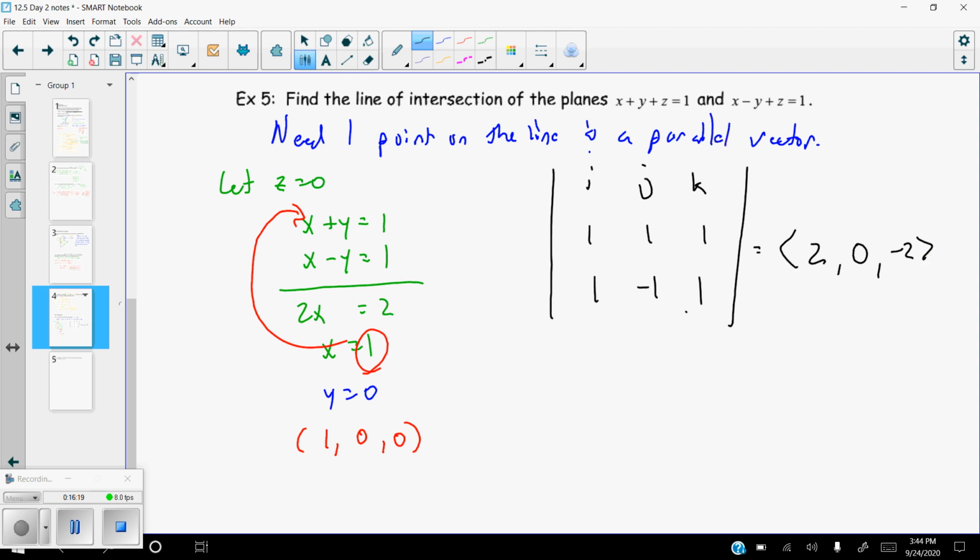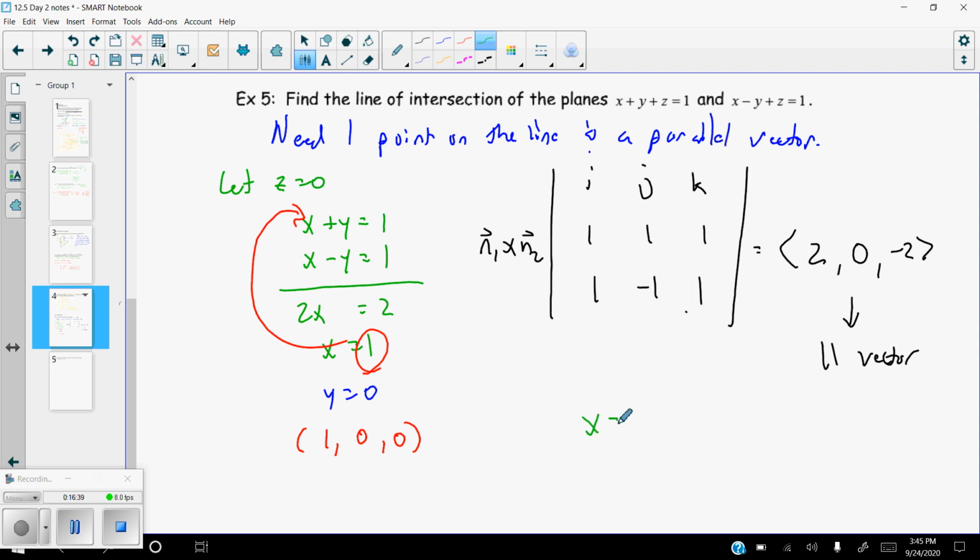So this is n1 cross n2, and that's going to be the parallel vector that we need to write the line. So this is our parallel vector. So now we have a parallel vector, we have a point, we can write the equation of the line.